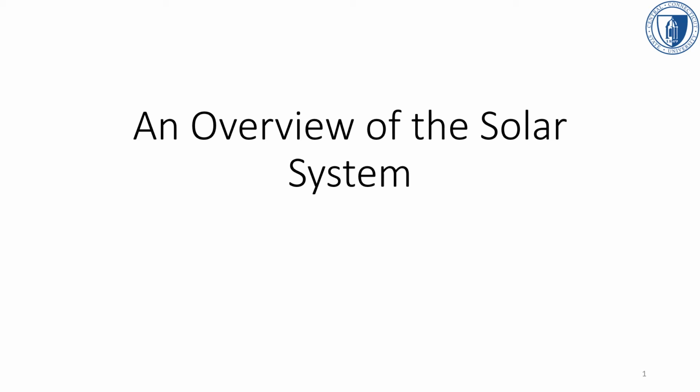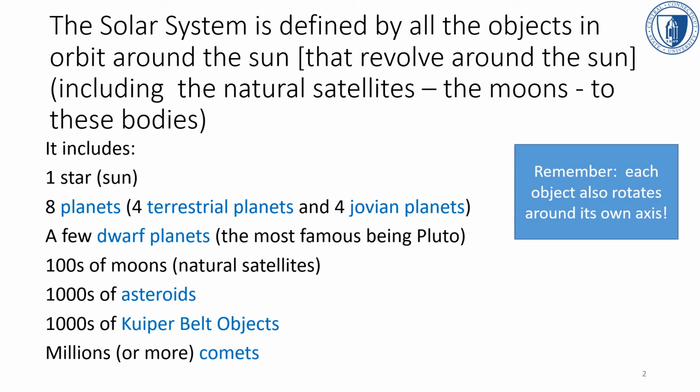We're going to do a quick overview of the solar system, and you're going to get more detail in the other videos. The solar system is defined as everything that orbits around the sun and the sun as well, plus the things that orbit around the things that orbit around the sun, like moons.